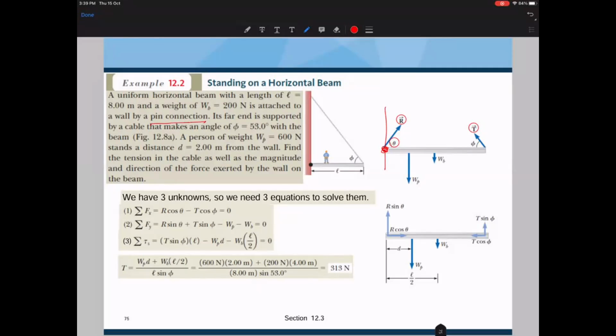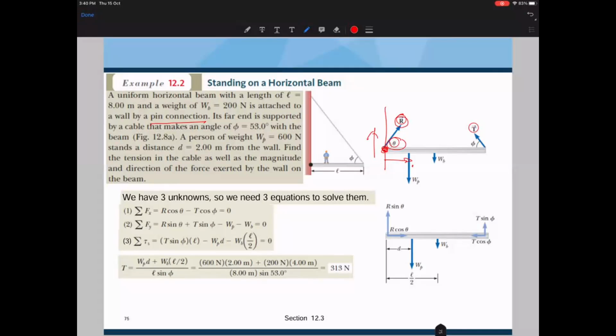When you have a pin connection, it could provide a supporting force in the vertical direction. At the same time, the pin connection would be providing a normal force. Otherwise, the beam would just push through the wall. So that is not possible. In that case, you have force components both in the X and Y direction. An alternative way to represent it is to have a resultant force R at an angle theta.